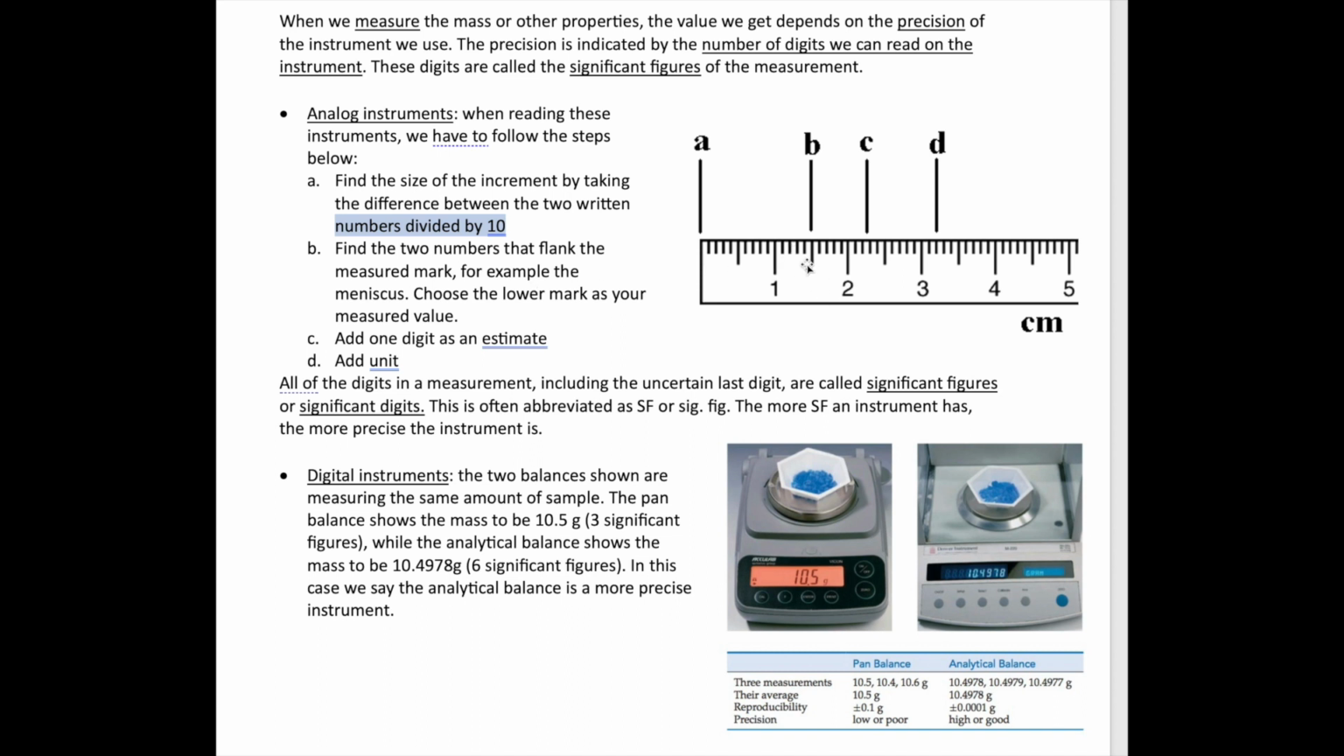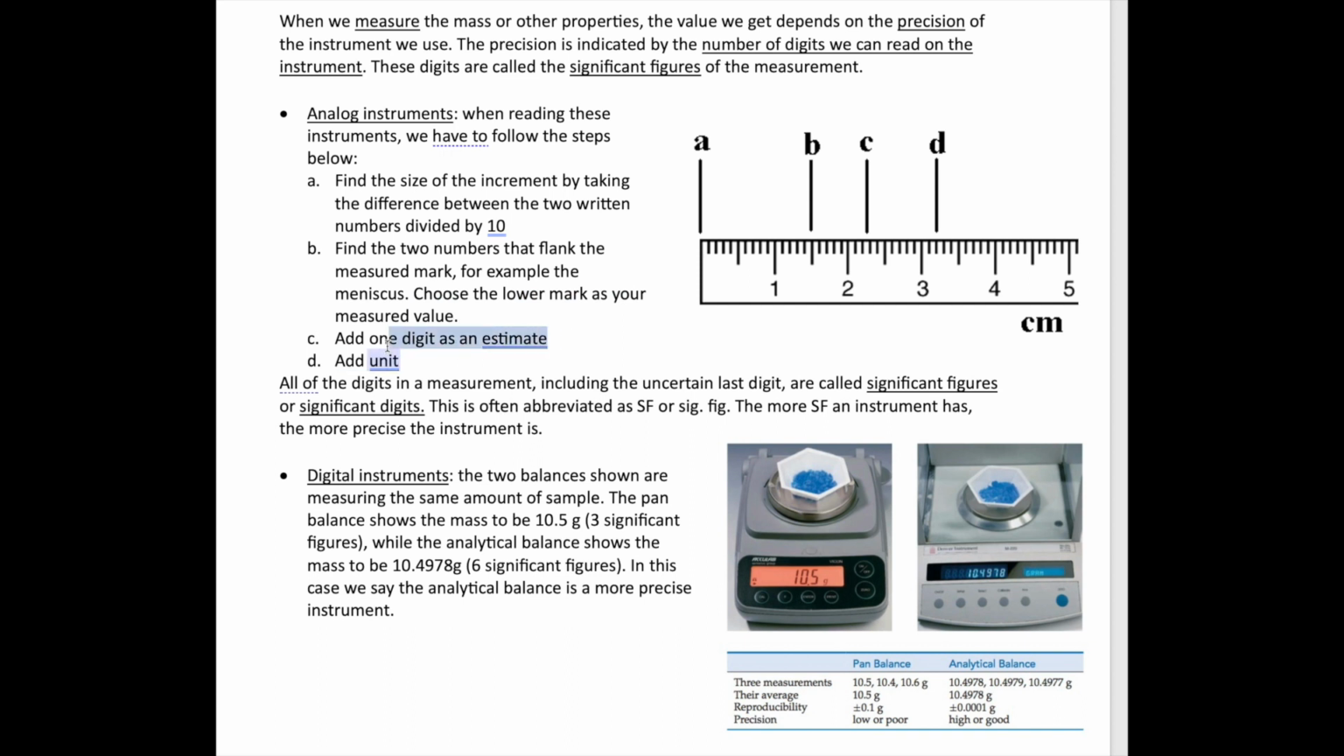Let's say I'm interested in measuring a line that I draw from the beginning of the ruler all the way to the point where B is. What is the length of that line? Well, the next step after you figure out the size of those increments is you find the 2 numbers that flank the measure mark. B is right here. It's slightly before that longer mark. So I find between 1.4 and 1.5. This is a little bit longer than 1.4. So this is what you have to do next.